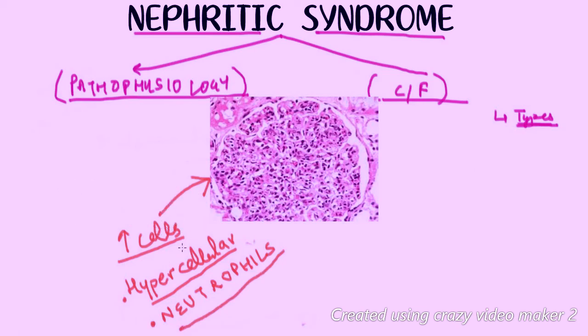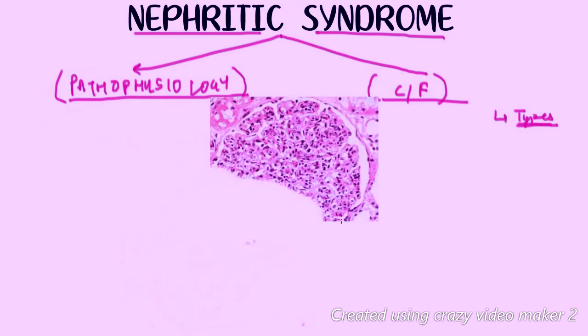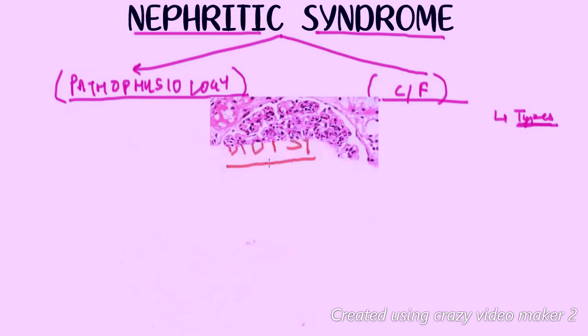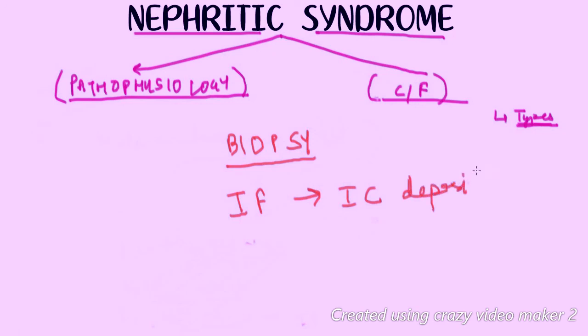The next thing which we will do is that we'll take on the immunofluorescence. After the biopsy we will go for immunofluorescence, and this immunofluorescence will tell us whether there are immune complex depositions or not.